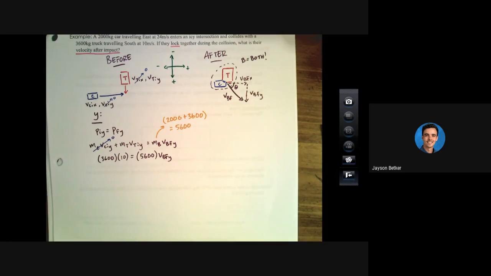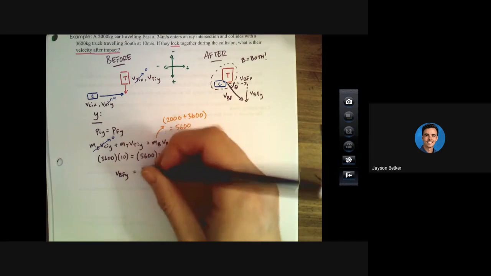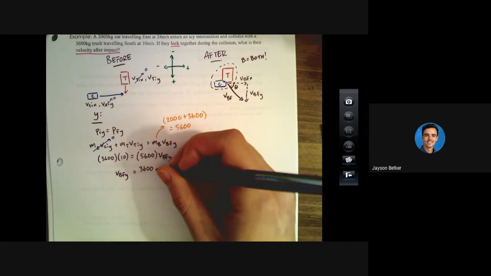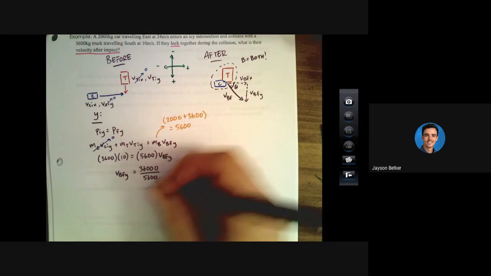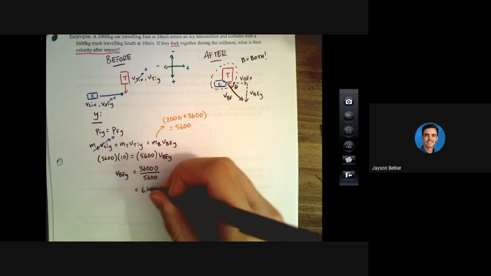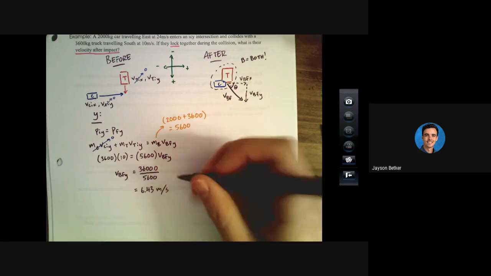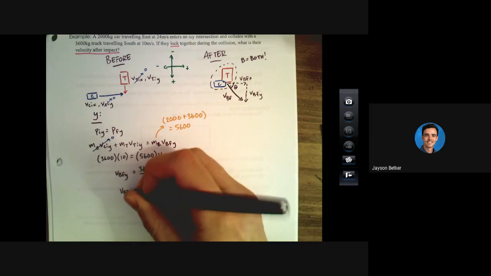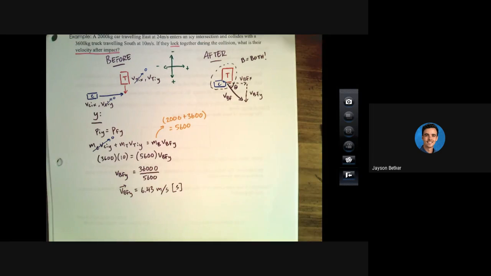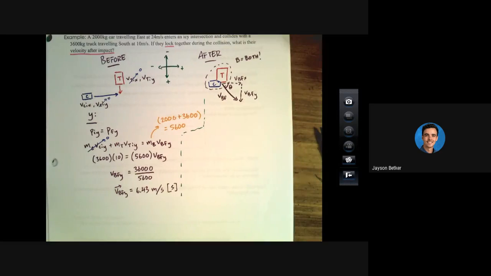Okay, if we do that, if we solve for VBFY, we will get 36,000, right? 3,600 times 10 is 36,000 divided by 5,600, which will give us 6.43 meters per second. And we know that it's south. Okay, so we're not technically looking for a vector here, but we can give it, just to be clear, it is south. Okay, so we've done the y. Let's focus on the x component now.